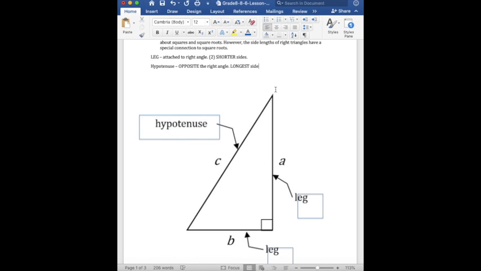And we're going to learn about a special relationship that the legs have to the hypotenuse in a right triangle, and it relates to squares and roots. So we're going to look at a couple of videos to explore that relationship now.